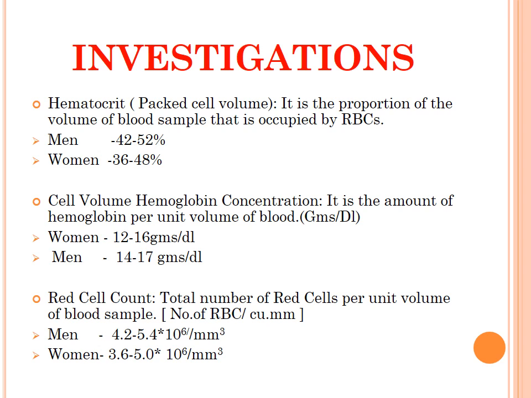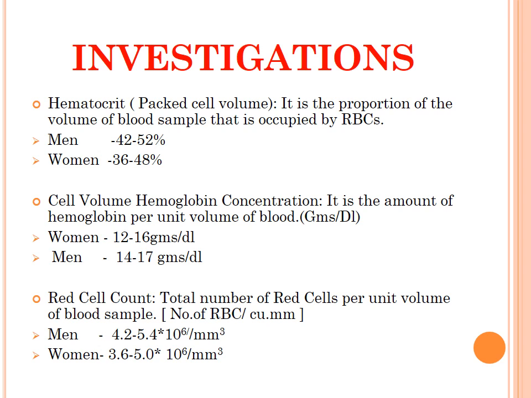Third one is red cell count, total number of red blood cells per unit volume of blood sample, or we can say number of RBCs per cubic mm. In men it is 4.2 to 5.4 into 10 raised to power 6 per mm cube, and in women it is 3.6 to 5.0 into 10 raised to power 6 per mm cube.